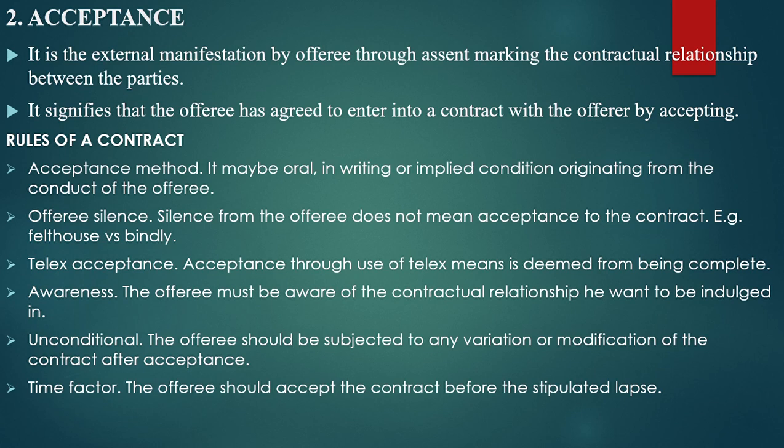Electronic acceptance: acceptance through the use of electronic means is deemed complete. Awareness: the offeree must be aware of the contractual relationship he wants to be involved in. Unconditional: the offeree should not be subjected to any variation or modification of a contract after acceptance. Any modification, change or variation after the acceptance of the contract can make the offeree treat the contract as null and void. Time factor: the offeree should accept the contract before the stipulated time lapses.